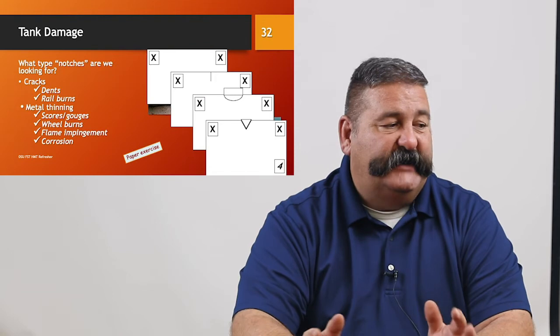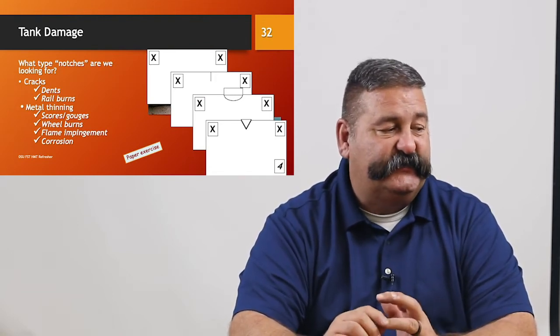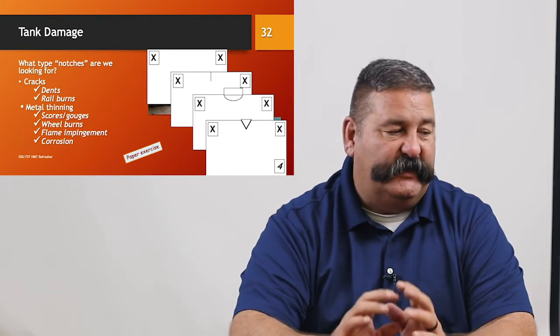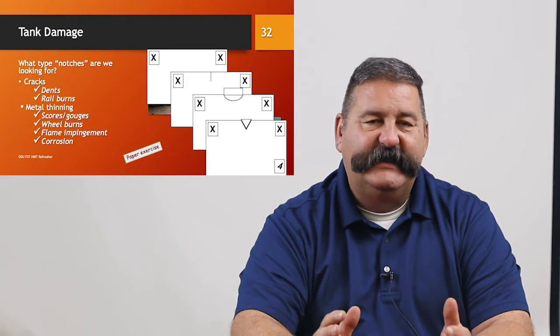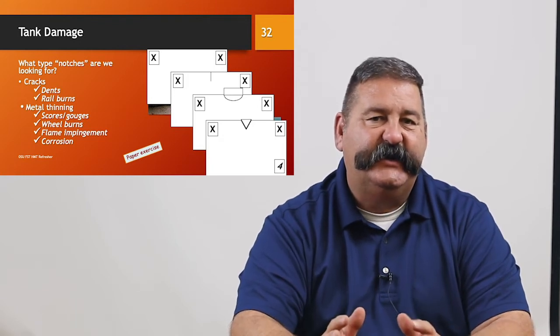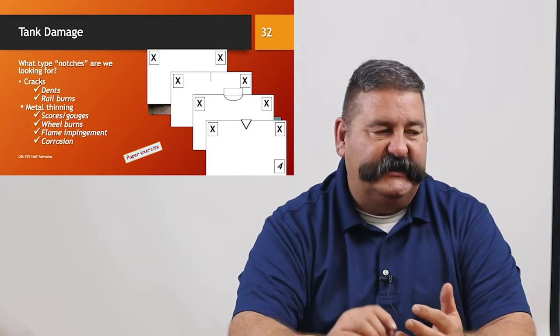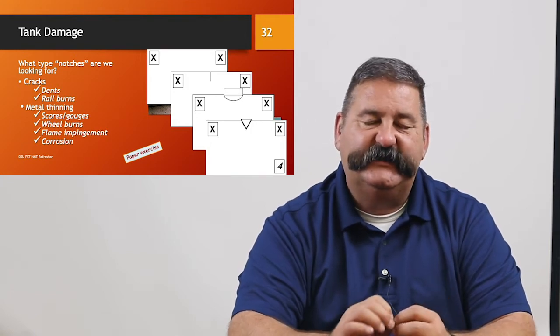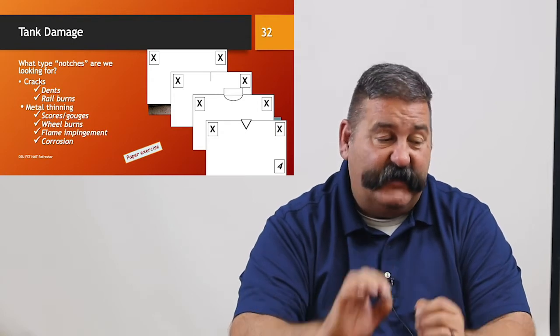So what type of notches are we looking for? Well, we look at cracks. We look at dents, rail burns, metal thinning. We look at scores, gouges, wheel burns, flame impingement, and corrosion. Anything that causes a thinning in the material is the type of damage we're looking for. Again, dents, scores, and gouges are things that create that type of deal. Again, we go back to that little piece that we can take and rip that out.